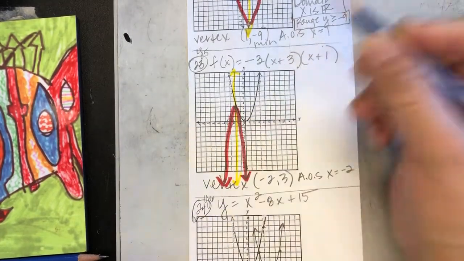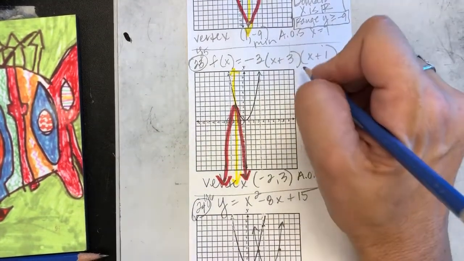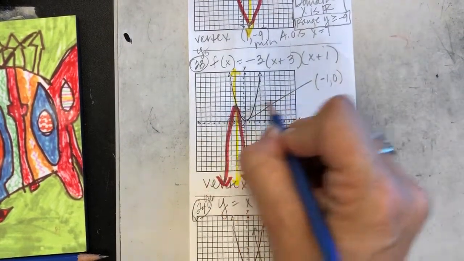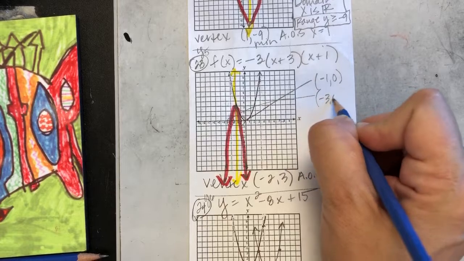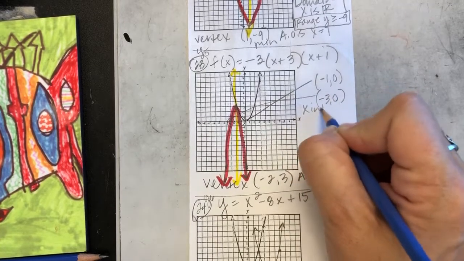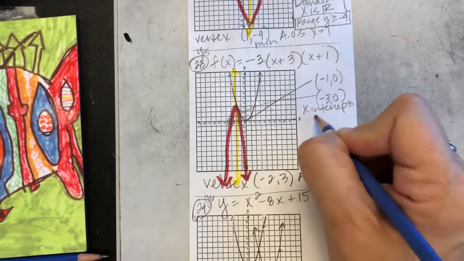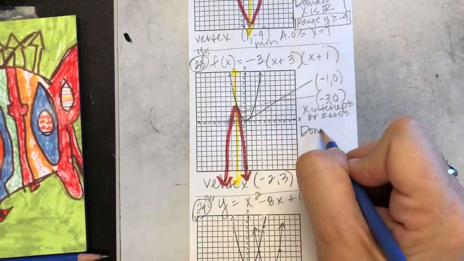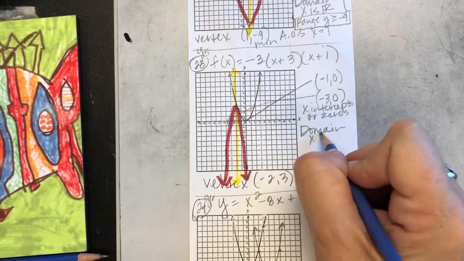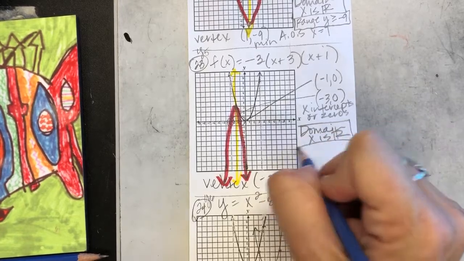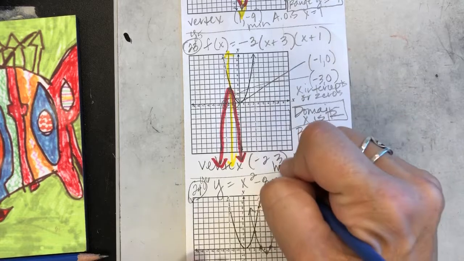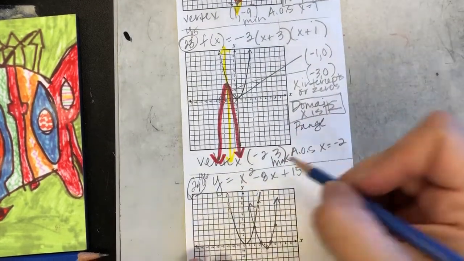My x-intercepts look like they're at -3 and -1. -1, 0. -3, 0. Those are my x-intercepts, otherwise known as zeros. Domain, no reason to believe I can't put anything in for x. All real numbers.